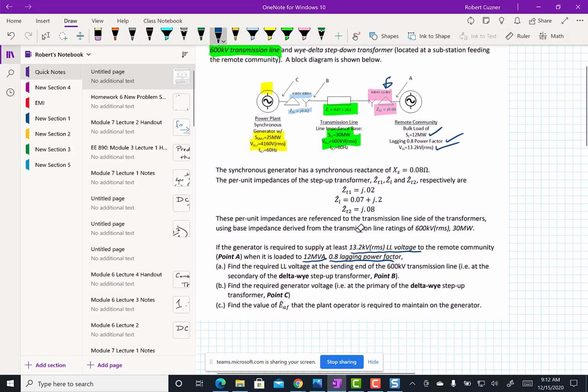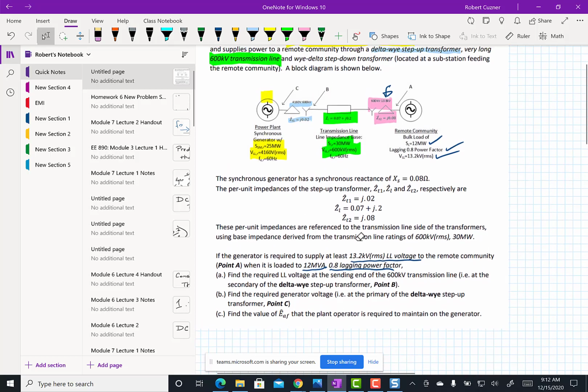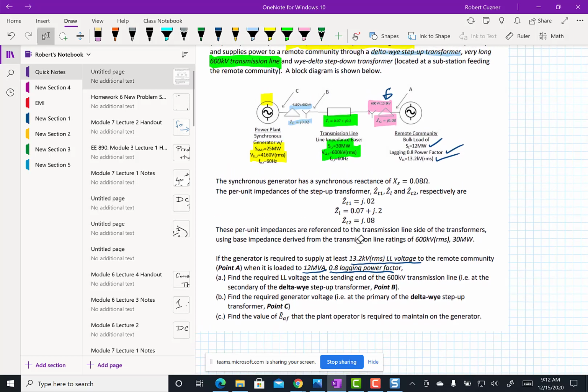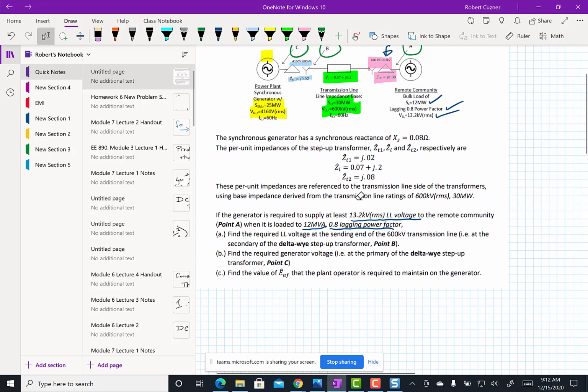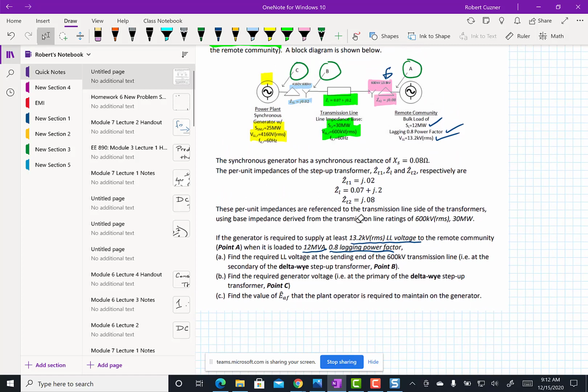And then one of the students said I should label these. That would have maybe helped. So I did label them when I sent this out for everyone to do it the second time. So you have these three labels here. You've got point A, point B, and point C. So the remote community is being fed at point A. The first question asks, what's the line-to-line voltage at the sending end? That's point B, okay, of the delta Y step-up transformer.